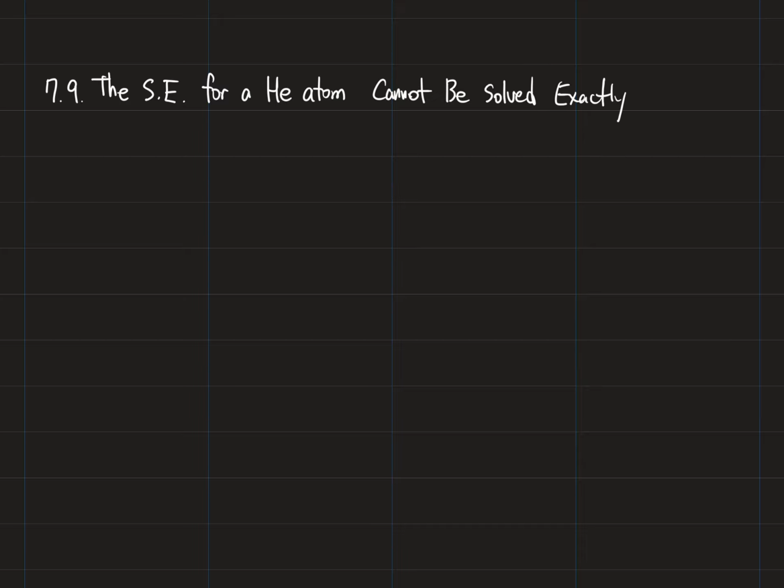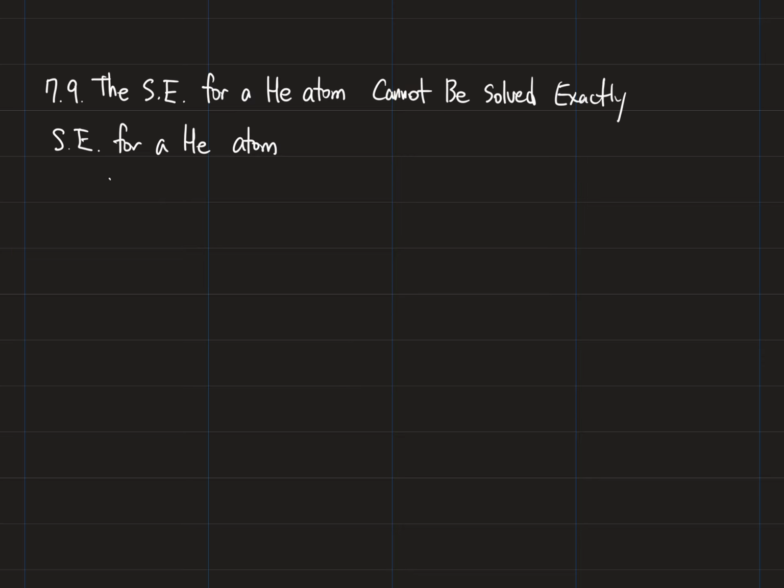The last section in this chapter is 7.9, the Schrödinger equation for a helium atom cannot be solved exactly. So let's write down the Schrödinger equation for a helium atom.